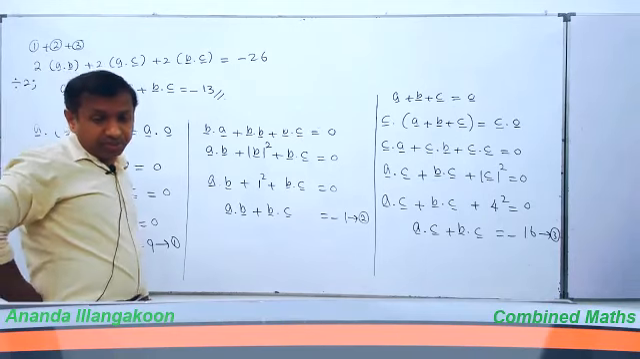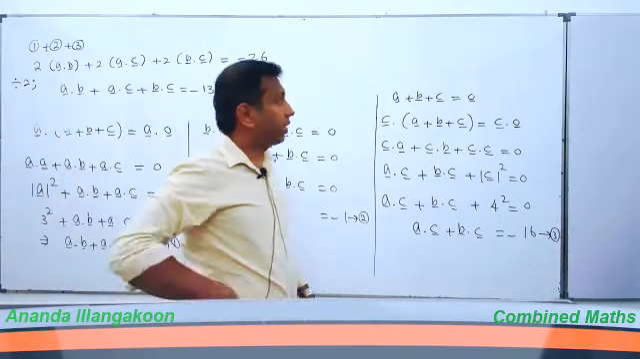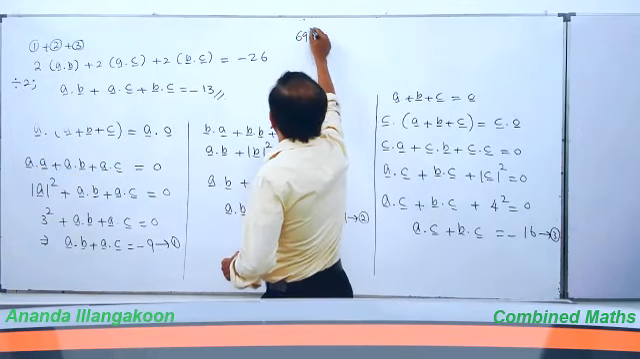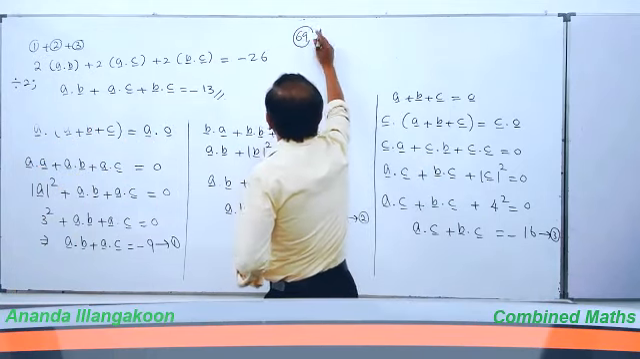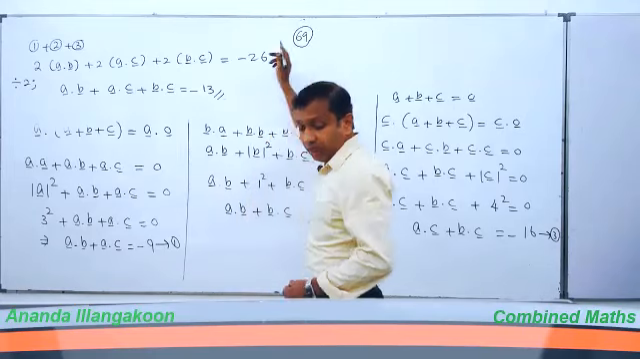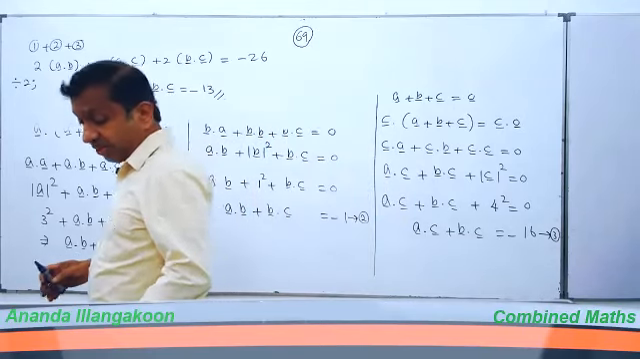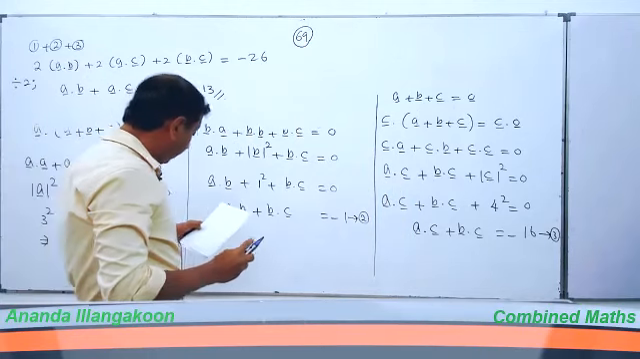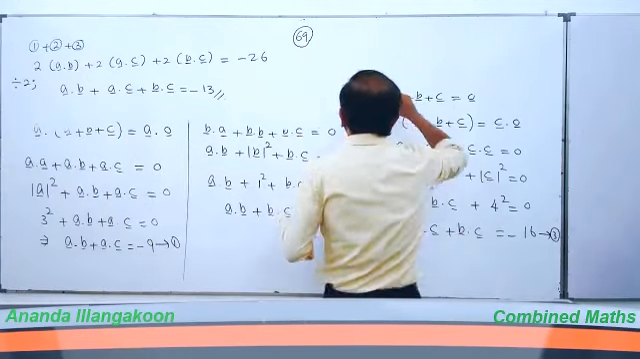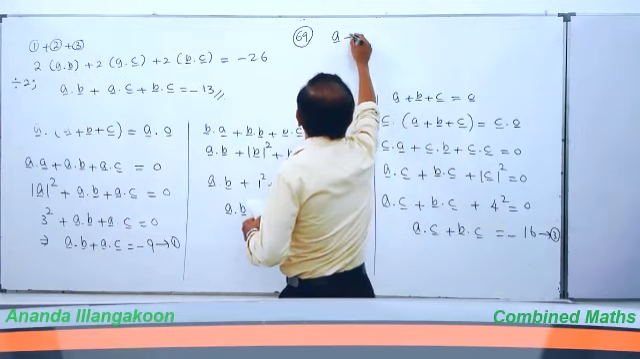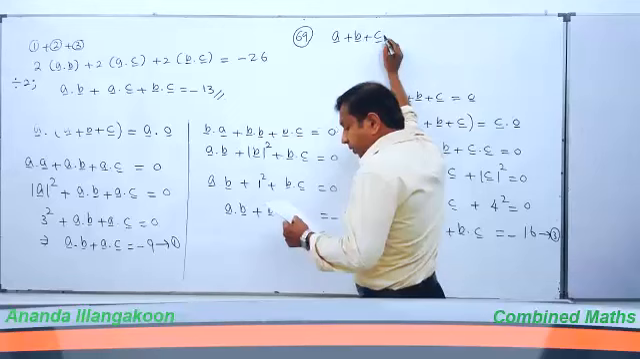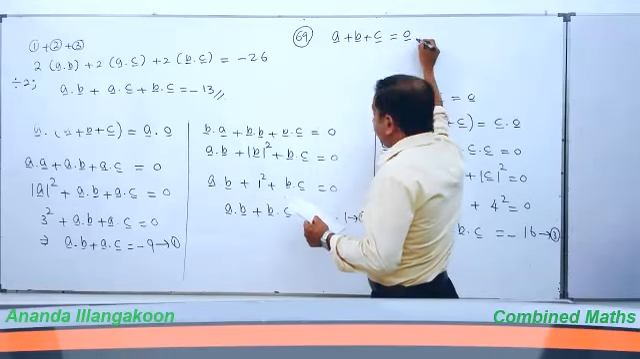As the next question, people, take number 69. Read number 69, people. Just try to get this number 69. Number 69 says: vector A plus B plus C equal to the null vector.